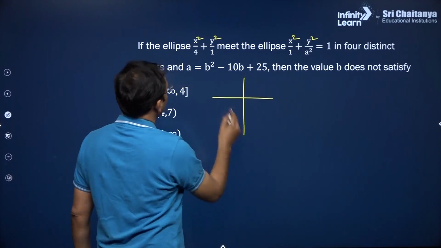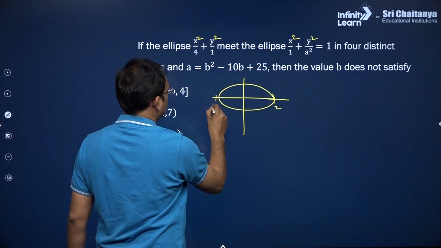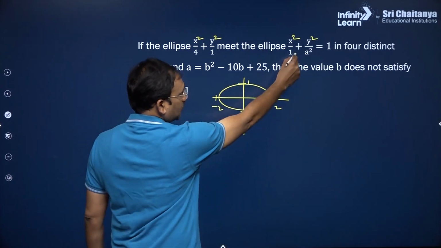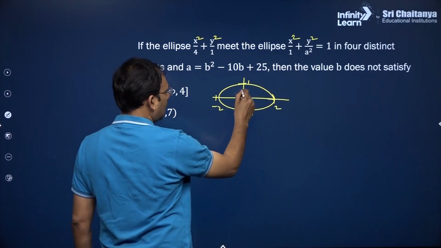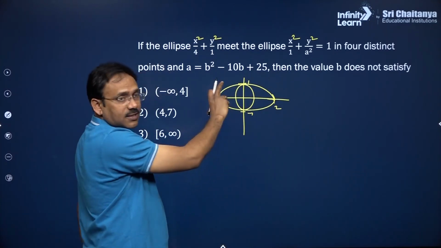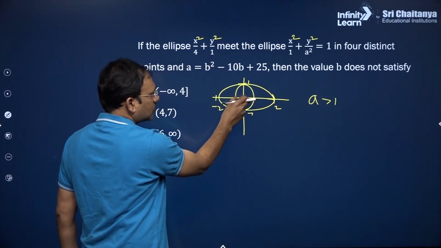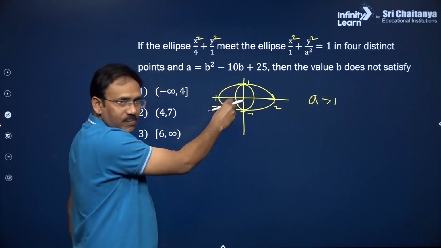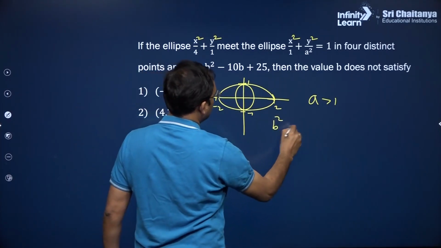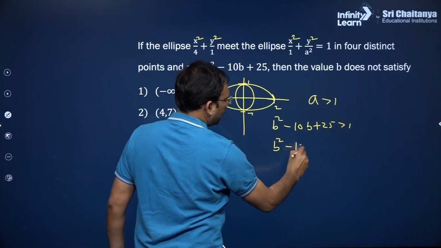You see, my dear friends, the first circle has semi major axis 2, semi minor axis 1, and for this one, suppose here it is 1 and a square, maybe of this kind. To get this particular ellipse to intersect at 4 points, undoubtedly a must be more than 1. If this is less than 1, my dear friends, it will be inside only, it won't cut at 4 points.